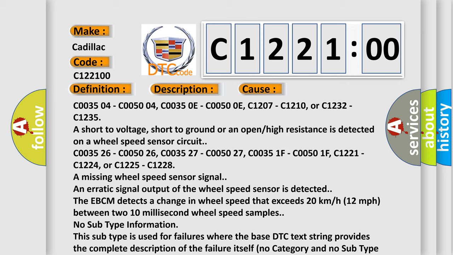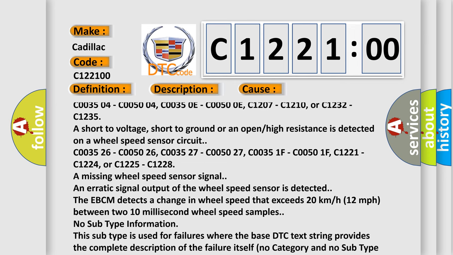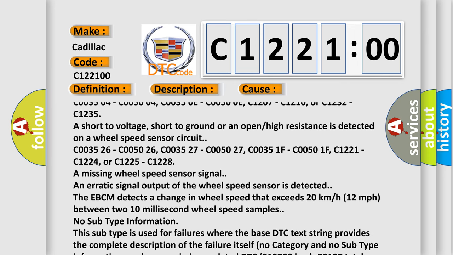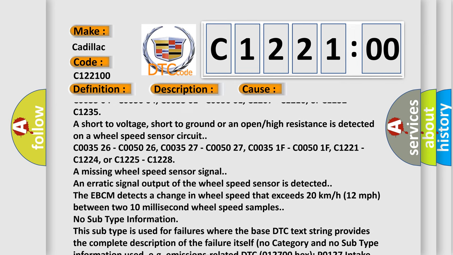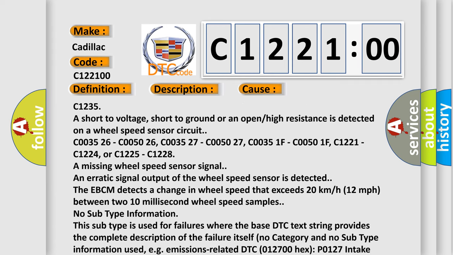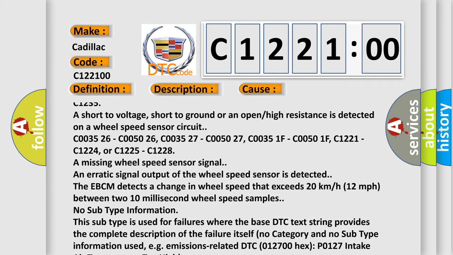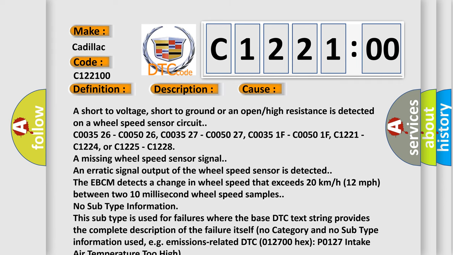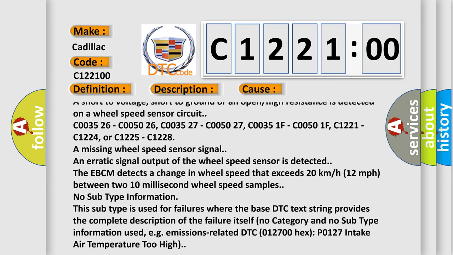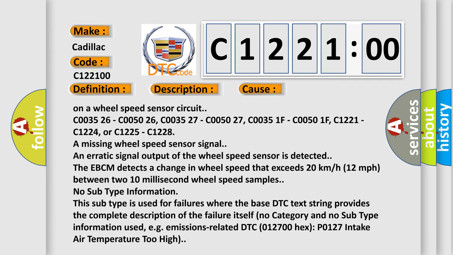C0035-04, C0050-04, C0350-E, C0500-E, C1207, C1210, C1232, C1235 are short to voltage, short to ground, or an open or high resistance is detected on a wheel speed sensor circuit.